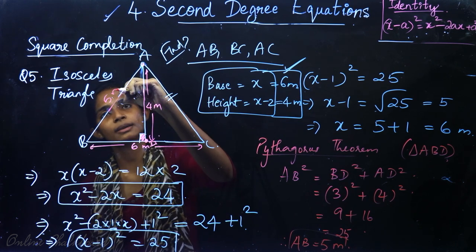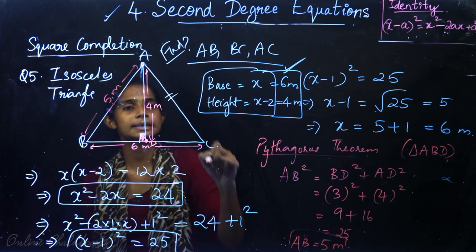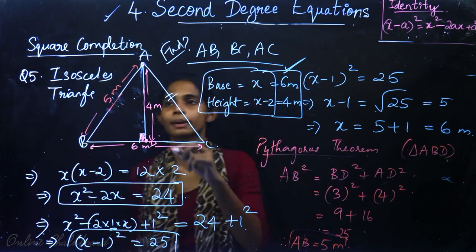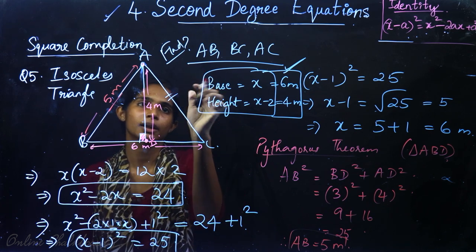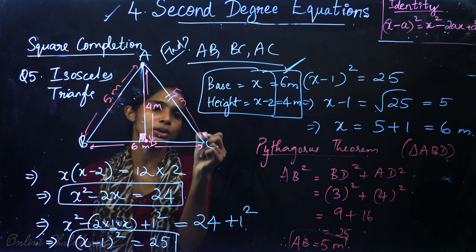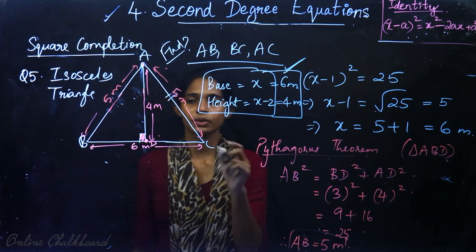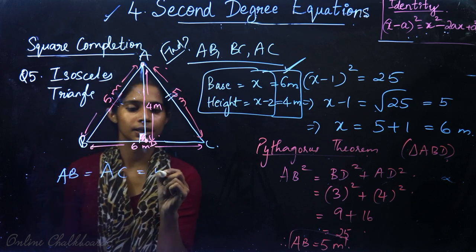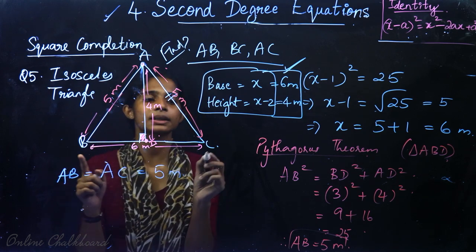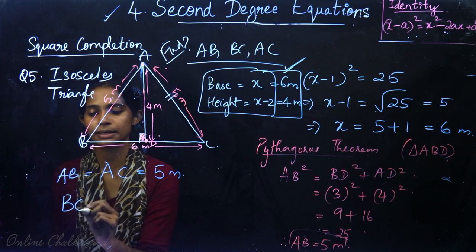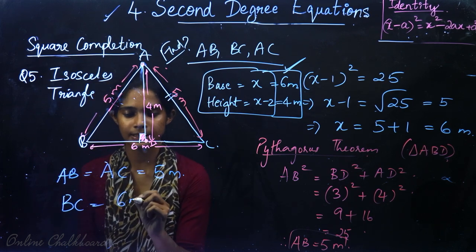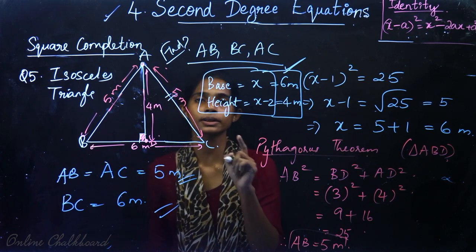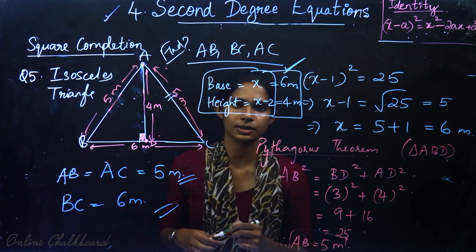AB is 5 meters. Now, what about AC? We have an isosceles triangle. So, automatically, AB and AC are equal. Therefore, AC is also 5 meters. So, we have side AB equal to side AC equal to 5 meters. And the third side is BC. BC is our base. We already found it as 6 meters. So, thus we get the length of all the three sides of this particular isosceles triangle.